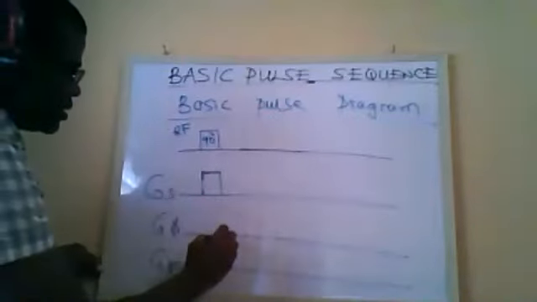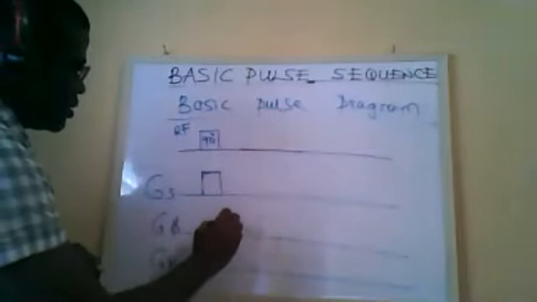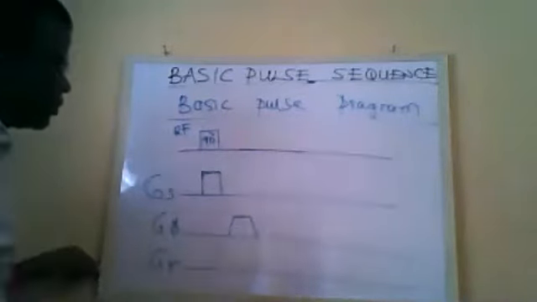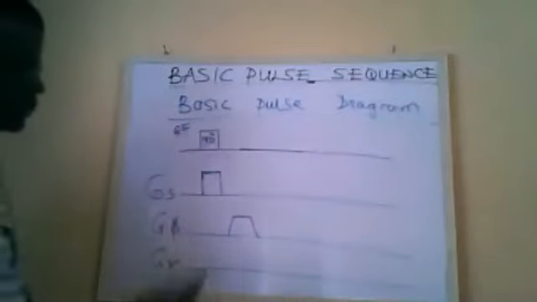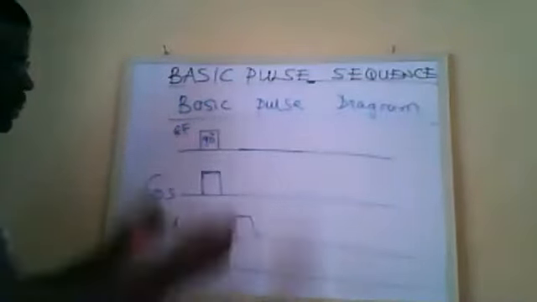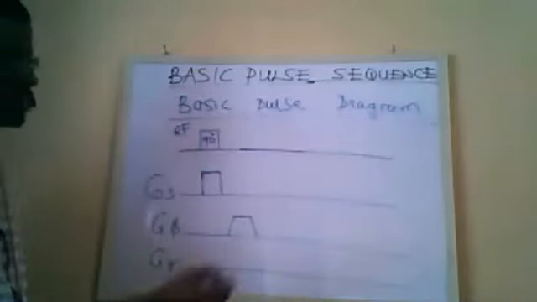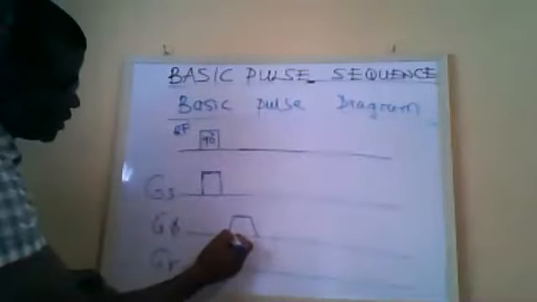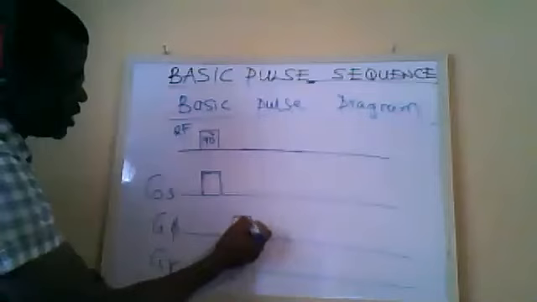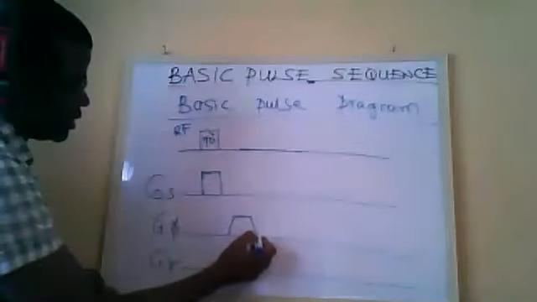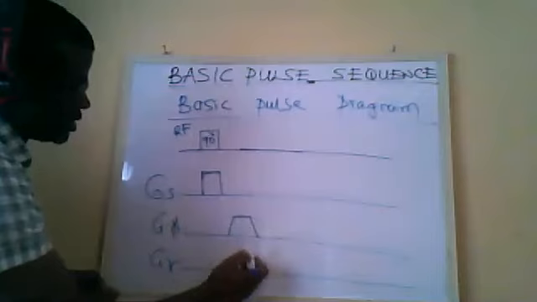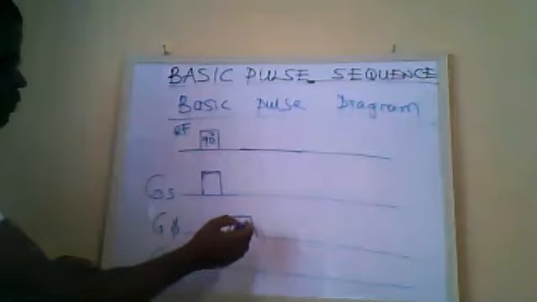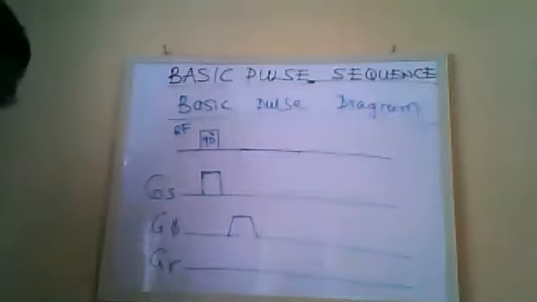Because the phase increases, most times it is represented by a trapezium, because the phases are different. Though in some textbooks you might have them as a rectangle, it is actually supposed to be a trapezium, because the phases are different. The phases keep increasing from the top to the center, then decrease that way. So you now turn on the phase encode gradient.